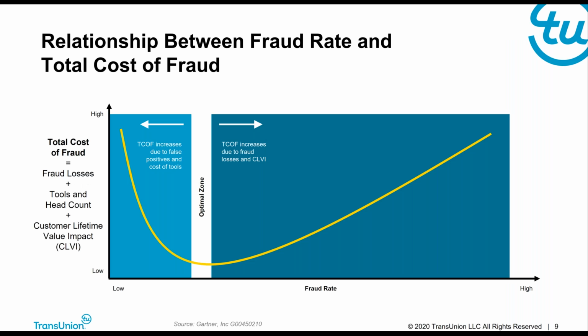So this is another graphic that comes directly from the Gartner report, which really rang true for me. If you look at the x-axis here, you have your fraud rate. On the left, that's low. If you could get to a 0% fraud rate, that would be the very lowest, right? To high over on the right-hand side. And then on the y-axis, you have your total cost of fraud.